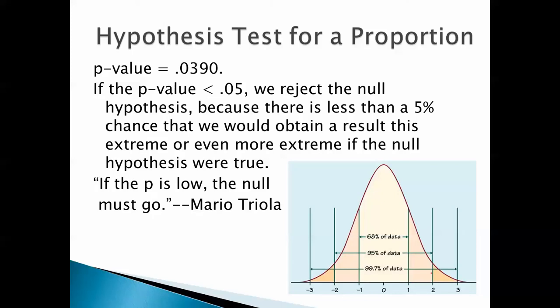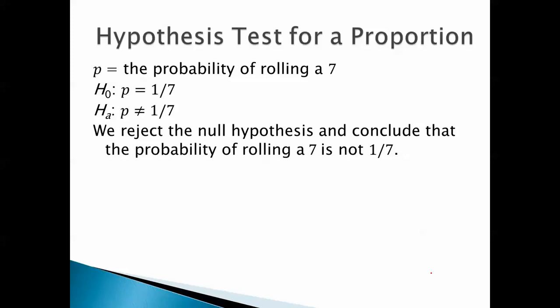If the p-value is less than 0.05, we reject the null hypothesis, because there's less than a 5% chance we would obtain a result this extreme or even more extreme if the null hypothesis were true. As Mario Triola, a statistics textbook writer, says, if the p is low, the null must go. So because the p-value is less than 0.05, we reject the null hypothesis. Again, p, probability of rolling 7. There's a null hypothesis, alternative hypothesis. We reject the null hypothesis and conclude that the probability of rolling a 7 is not 1/7.